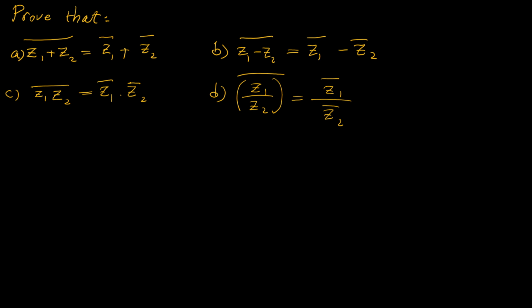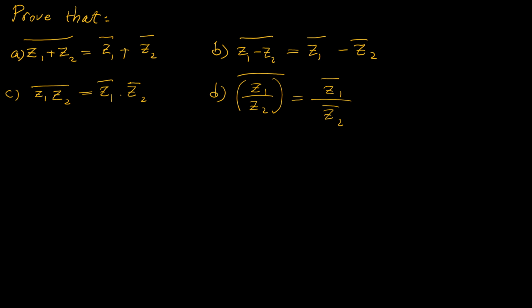In this video, we want to prove some properties about conjugate of complex numbers. These properties are really useful for simplifying expressions in complex numbers. We want to prove that conjugate of z1 plus z2 is equal to conjugate of z1 plus conjugate of z2, and other properties that you can see here.